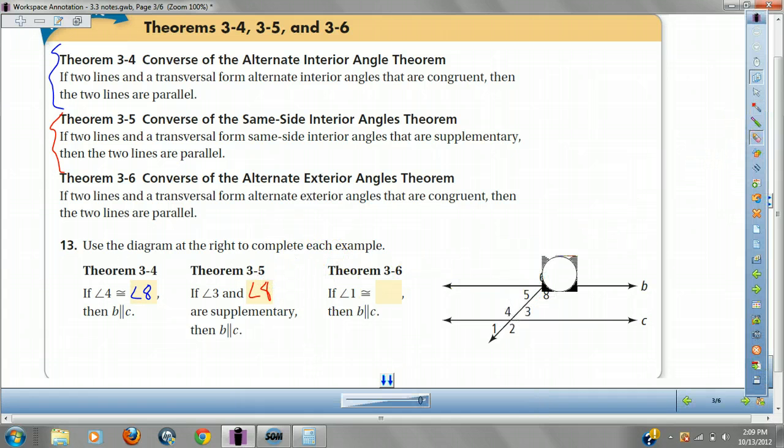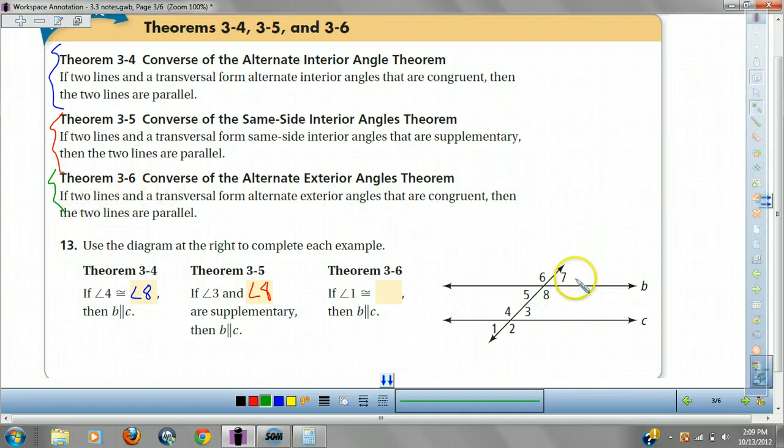And lastly, we'll use green. 3-6 is the converse of alternate exterior angles. So angle 1, we have to jump over because it's alternate, stay on the outside, and 7. Okay. Anything too scary? Better put that question mark. Come in with your questions. More than happy to answer them.